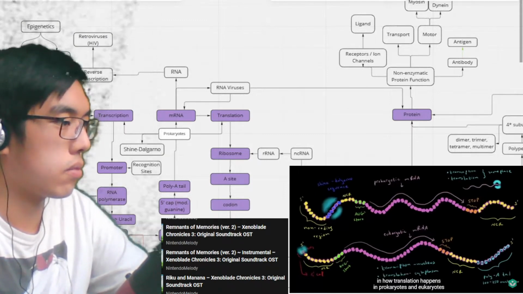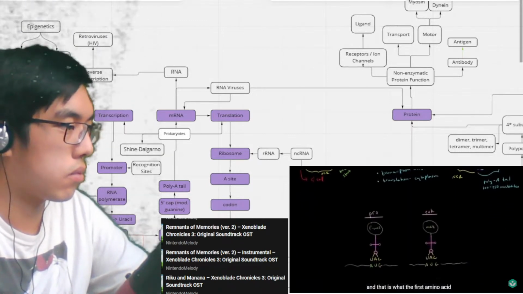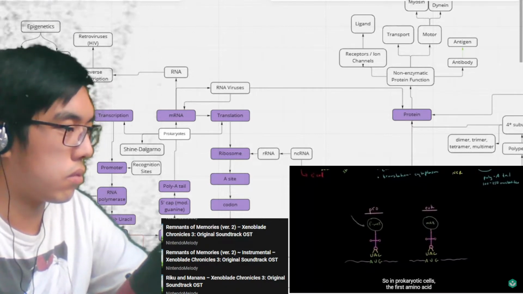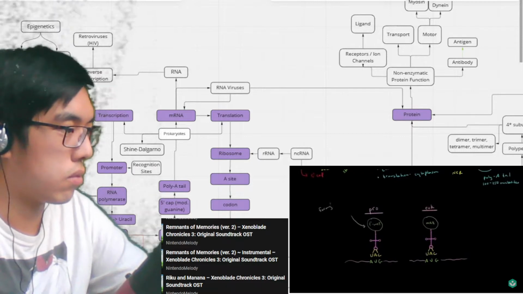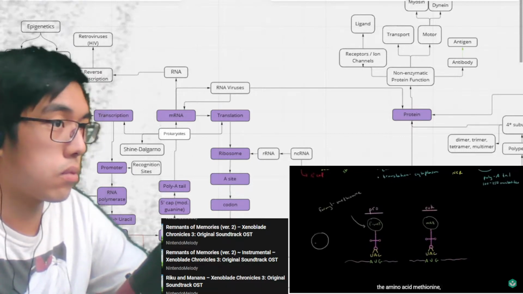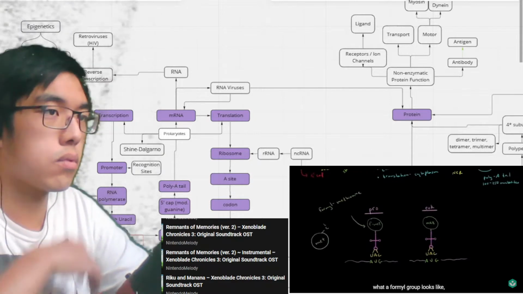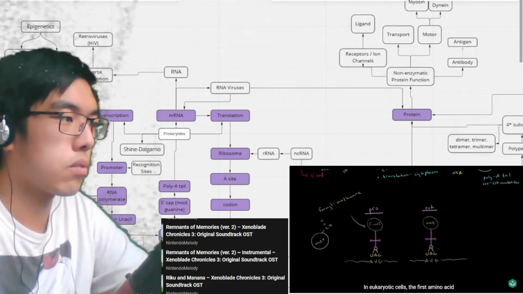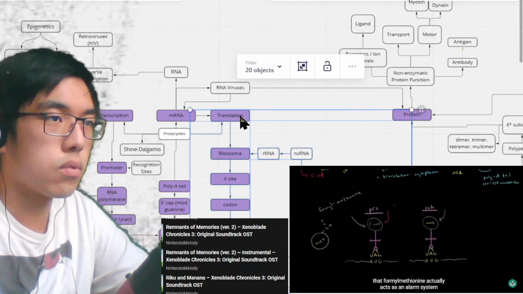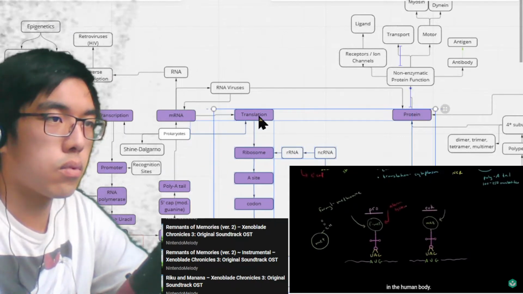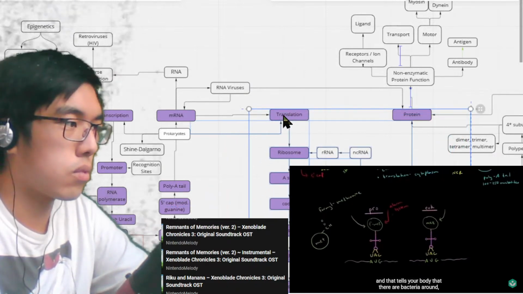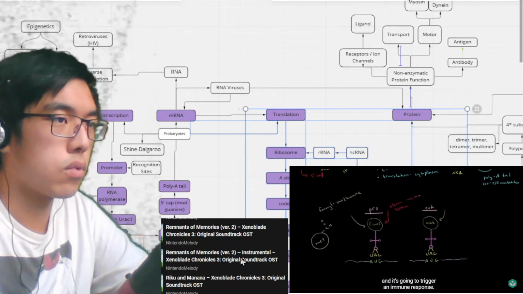There's one more difference I want to talk about in how translation happens in prokaryotes and eukaryotes, and that is what the first amino acid in the polypeptide chain will be. So in prokaryotic cells, the first amino acid in the chain is always formylmethionine. And formylmethionine is simply the amino acid methionine, but with a formyl group attached, and in case you don't remember what a formyl group looks like, it looks like that. In eukaryotic cells, the first amino acid in all the polypeptide chains is simply methionine. And it's interesting to note that formylmethionine actually acts as an alarm system in the human body. So if you have some bacterial cells in your body that are damaged anyway, there will be these formylmethionines floating around, and that tells your body that there are bacteria around and it's going to trigger an immune response.